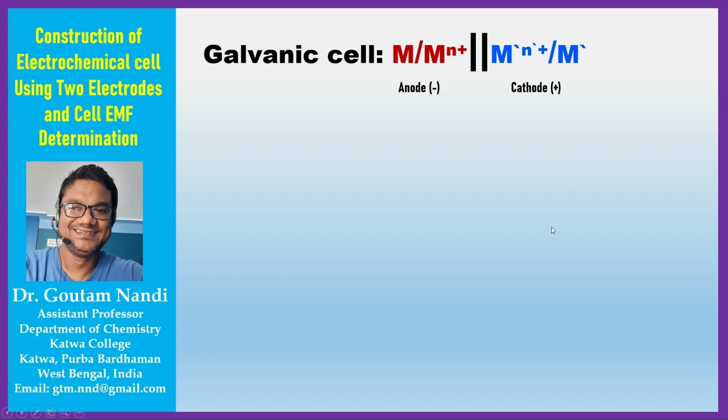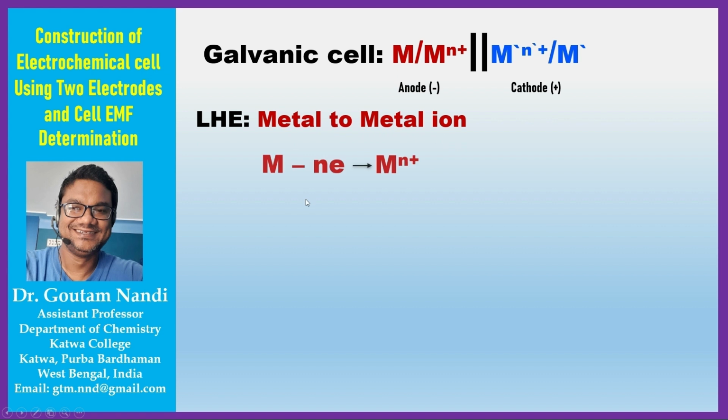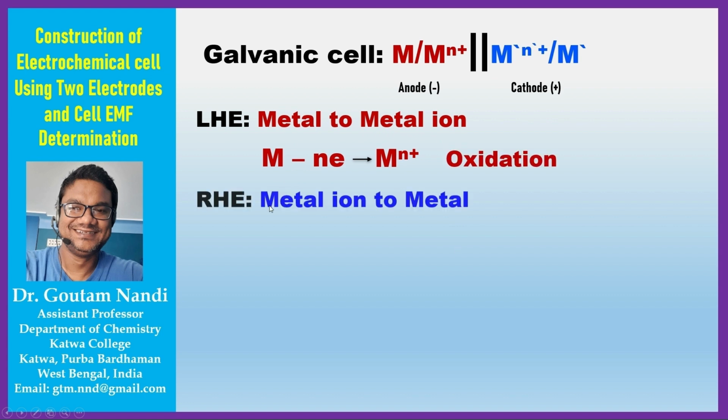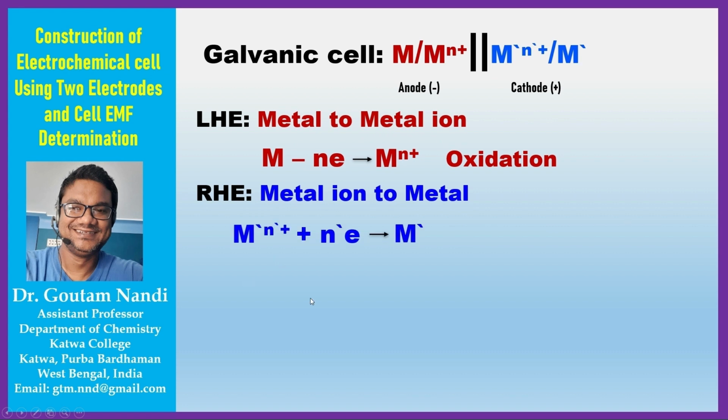So you can see at the left hand side, metal is converting to the metal ion. We can write the process like this, where n number of electrons are removed from the metal to give the metal ion. As electrons are removed at the left hand side, this process is oxidation. At the right hand side, metal ion is converting to the metal. This process can be written as metal ion, and then n dash number of electrons are added to give the corresponding metal. As electrons are added at the right hand side, this process is reduction.